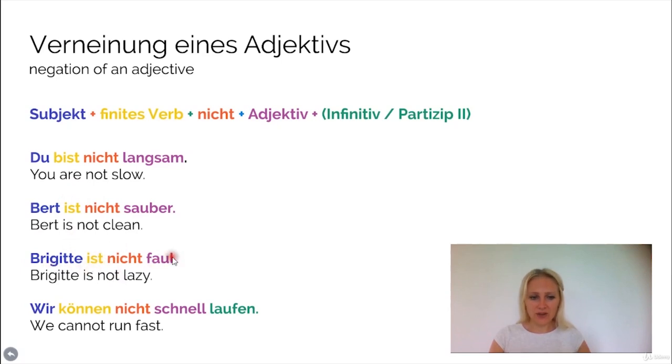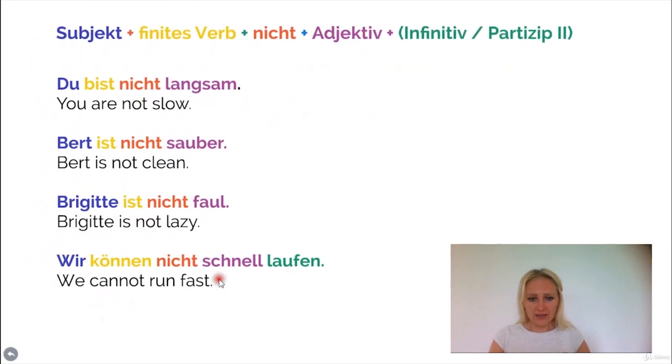Okay, sie ist nicht faul. Wir können nicht schnell laufen. Now we have an example as you see it here. Wir können nicht schnell laufen. We cannot run fast. So the subject, then comes the conjugated verb, which is a modal verb. You have to conjugate it. Then comes the negation. Then comes the adjective. And at the last position comes the infinitive verb, or the infinitive form of the verb.